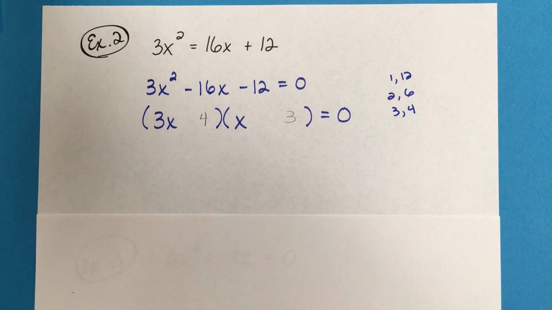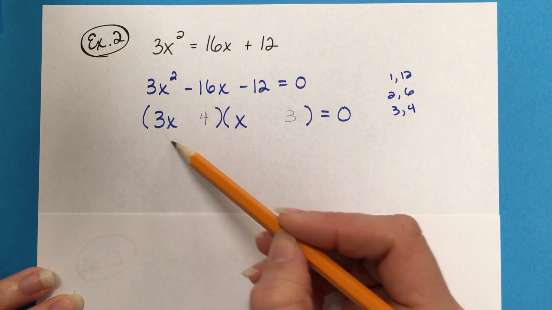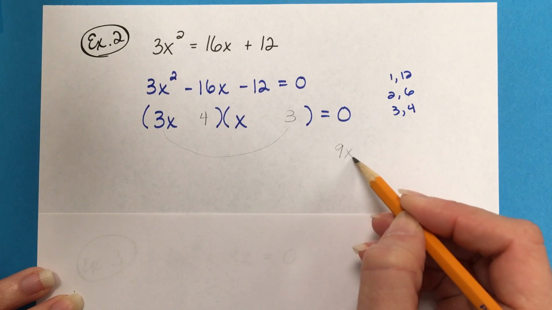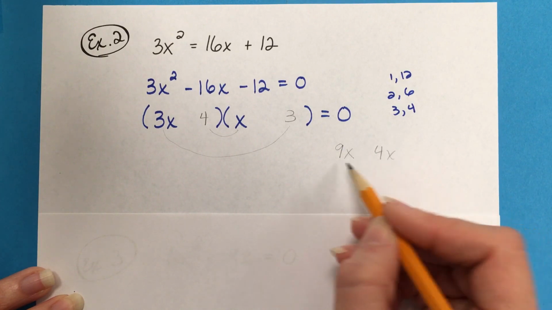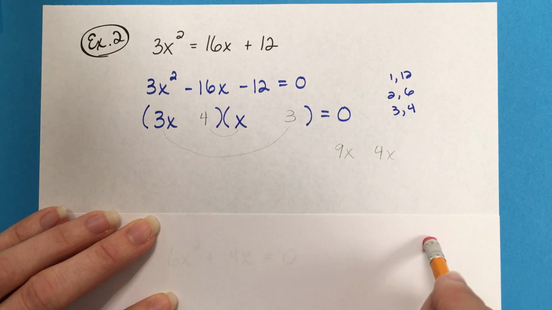Okay, so let's make sure that that gives me what I need. All right, so if I multiply these two together, I get a 9. And then if I multiply these two together, I get a 4. But there's no way to take a 9 and a 4 and get that negative 16. So that's actually not what we need to do.